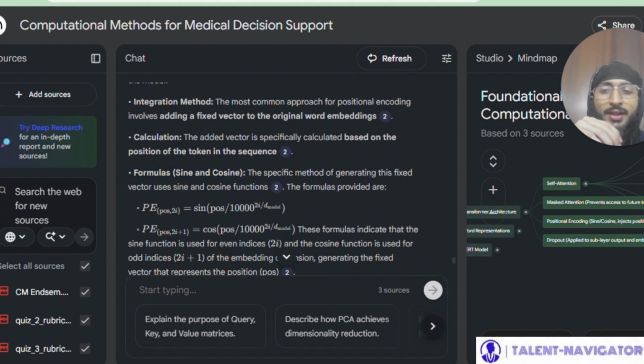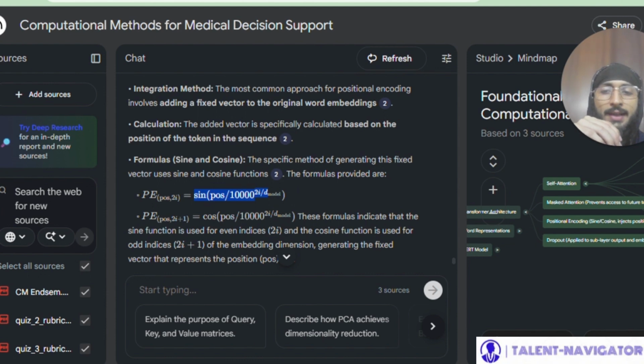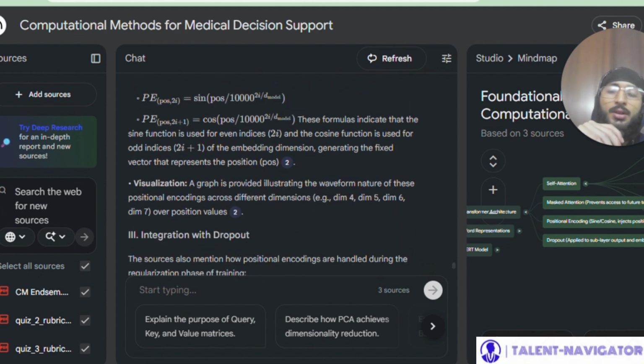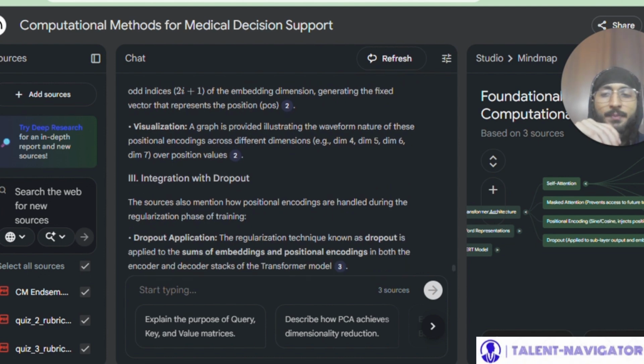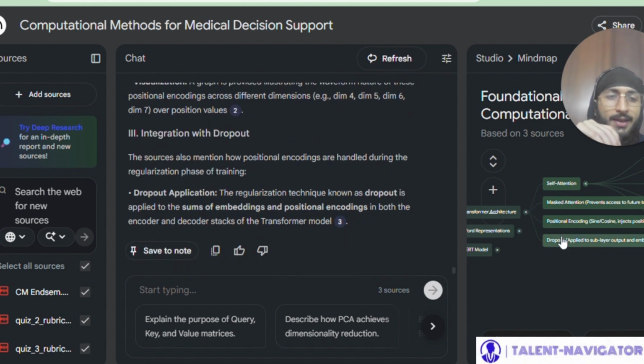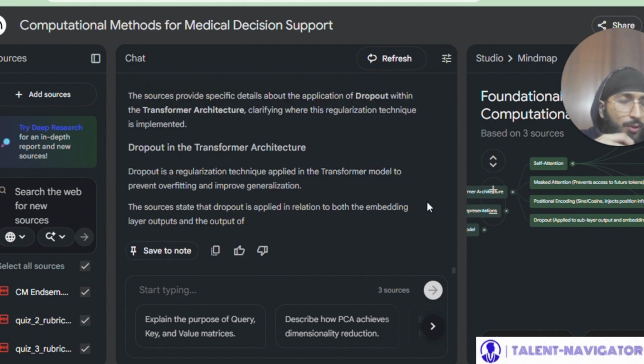So basically, positional embedding pos comma 2i is sine of pos upon 10,000 to the power 2i upon d model, right? And similarly, pos comma 2i plus 1, that is the odd index, uses cos of pos upon 10,000 to the power 2i upon d model. So these formulas indicate that the sine function is used for even indices 2i, and for the odd indices we have the cos function, right? And d is the dimension. Now that's what exactly we got to know about positional encoding.